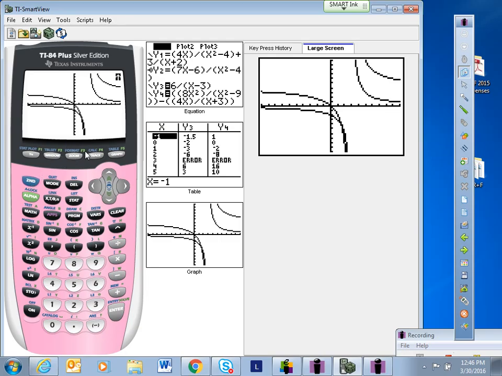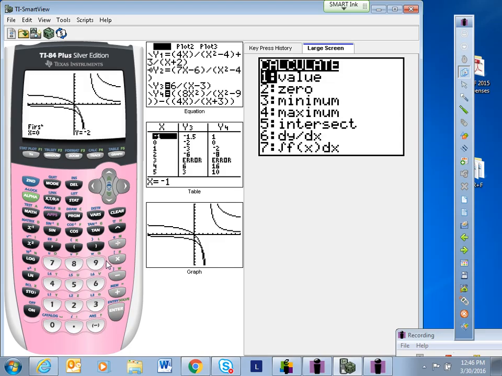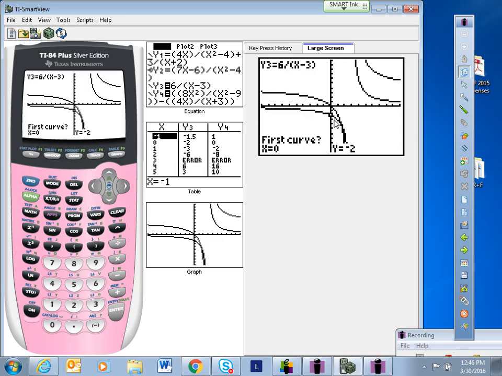I'm going to go second and calculate. What do I want to calculate? Number 5, an intersection. Look what my little spider's doing. He's jumping up and down on this one, and he's saying, hey, lady, is that your first curve? There's the equation that I put in there. So I say yes by pressing enter. Now he jumps to the second one, and he said, is that your second curve? Yeah, that's the crazy one I put in. So, no, I don't want to guess, Mr. Calculator. So I just press enter, and he tells me.